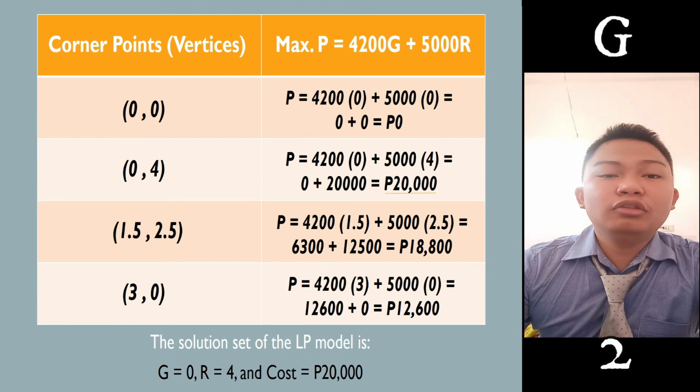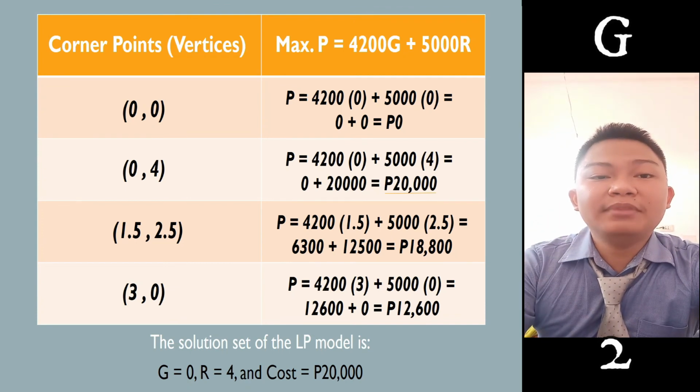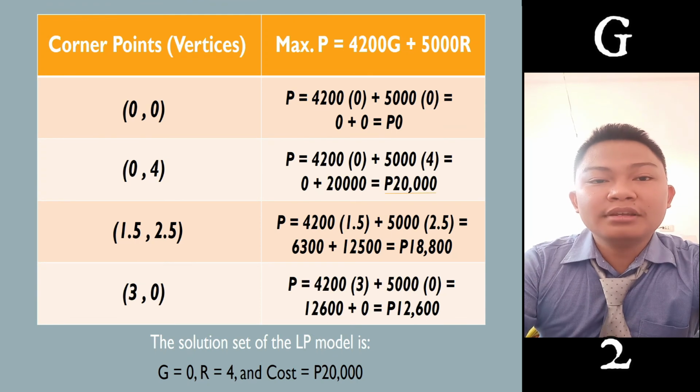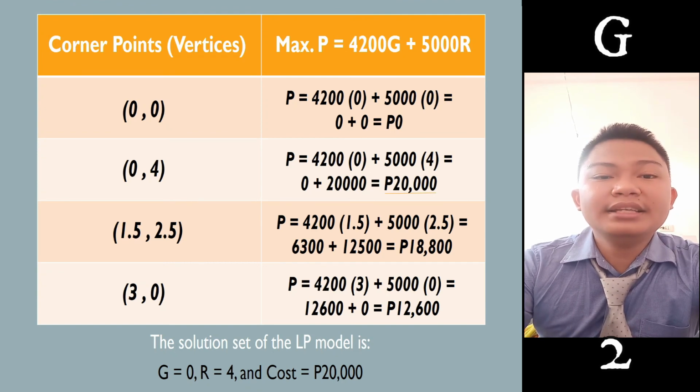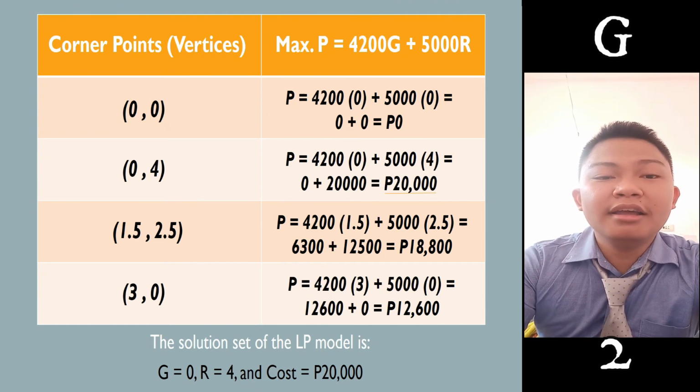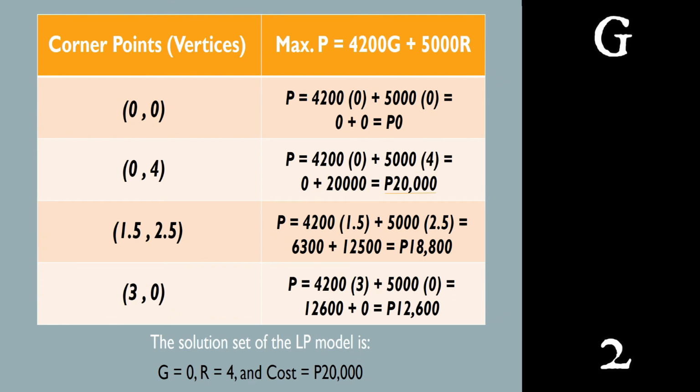For (1.5, 2.5), it is 4,200 times 1.5 plus 5,000 times 2.5. Solving this, 6,300 plus 12,500 equals 18,800. For (3, 0), it is 4,200 times 3 plus 5,000 times 0. 5,000 times 0 will be equal to 0, and then what you will solve is 4,200 multiplied by 3, and the answer will be 12,600.